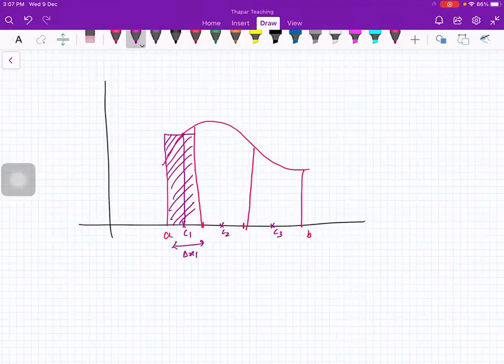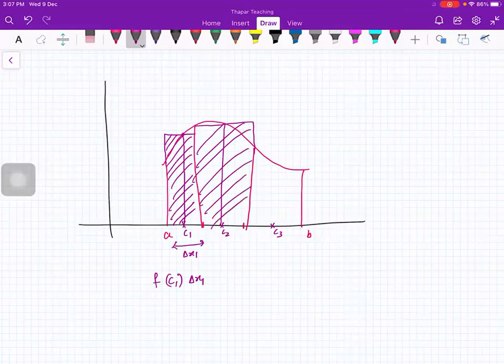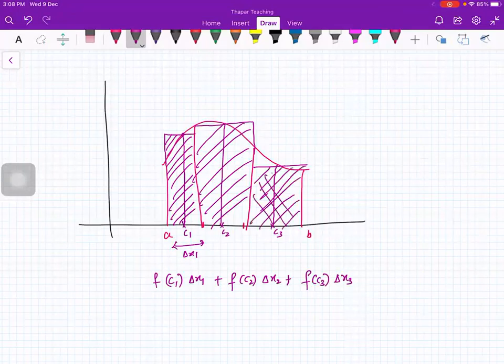So this area which is purple is f at C1 into del x1. And then f at C2 will be something like this into del x2. f of C2 into del x2 plus f of C3, C3 is here, del x3. So this area I know how to compute because I know how to find out the area of a rectangle.